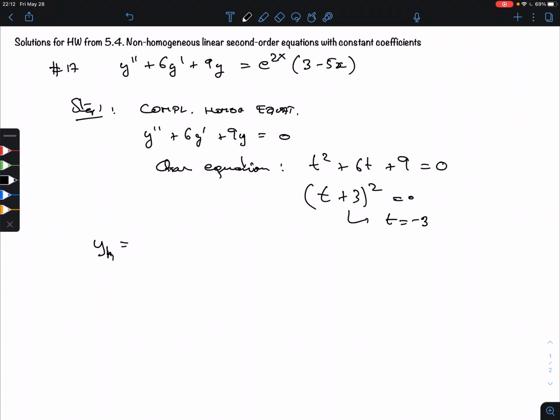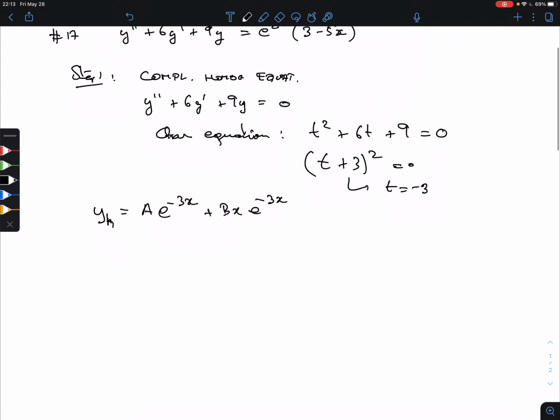Because we know that if there's only one root, which is the same as saying there's a root with multiplicity 2, then we always have e to the minus 3x, but we cannot write it twice, and therefore what we get is x times e to the minus 3x. That's the other solution of the fundamental system. That is just the theory from the homogeneous solutions.